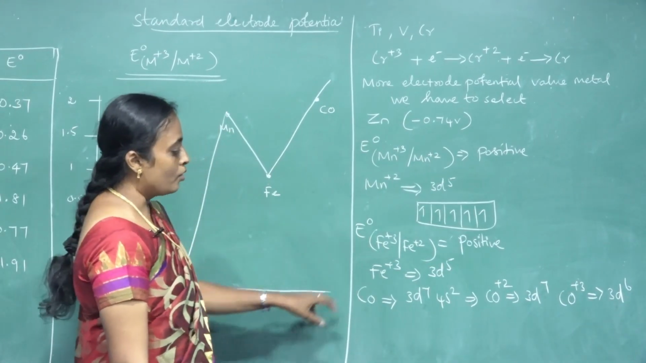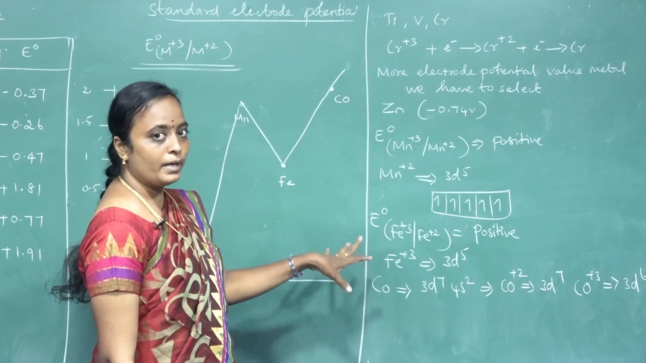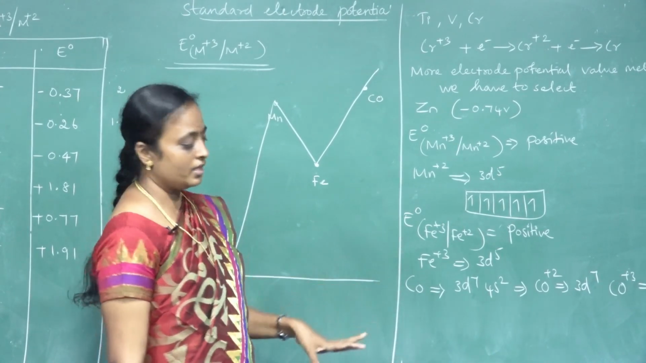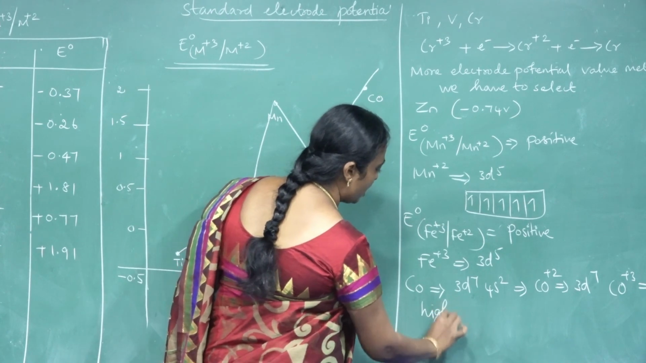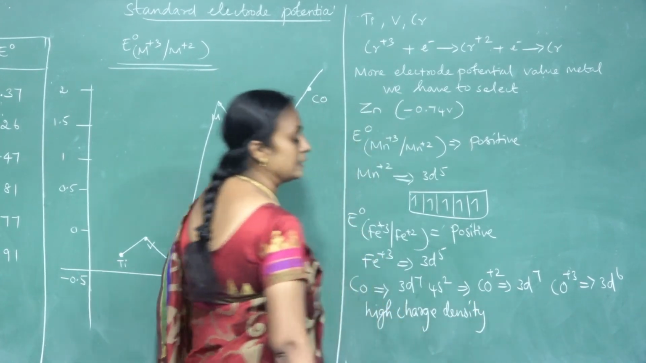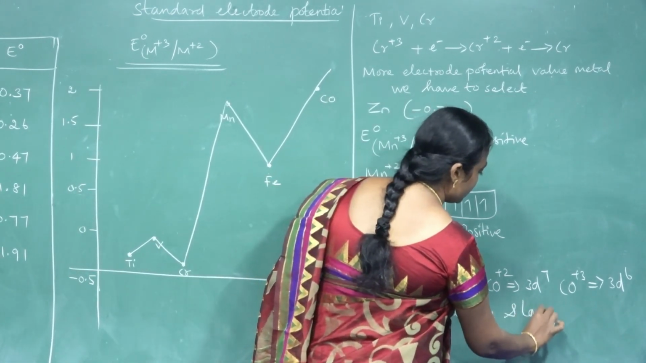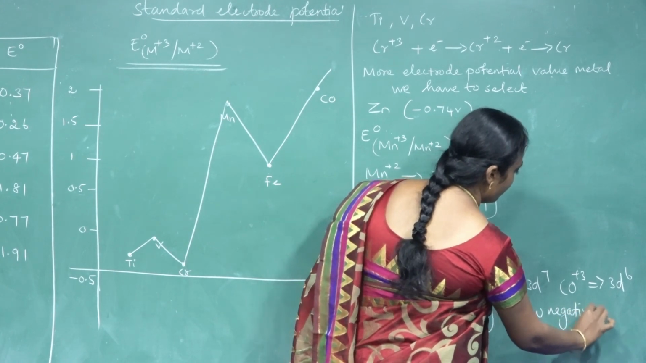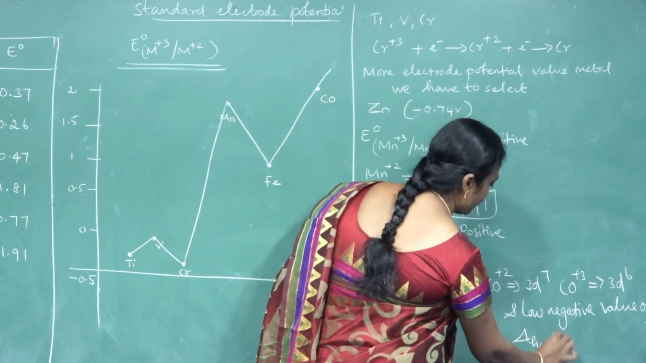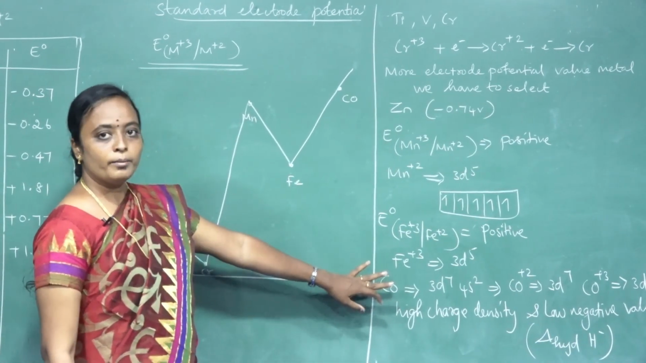But even though cobalt is getting a high positive value, that is, a high standard reduction E naught value of plus 1.91, what is the reason for that? It is not because of the d7 and d6 configuration. It is due to the high charge density of the cobalt 3 plus ion, and a low negative value of hydration enthalpy. These two reasons are why cobalt has a more positive value.